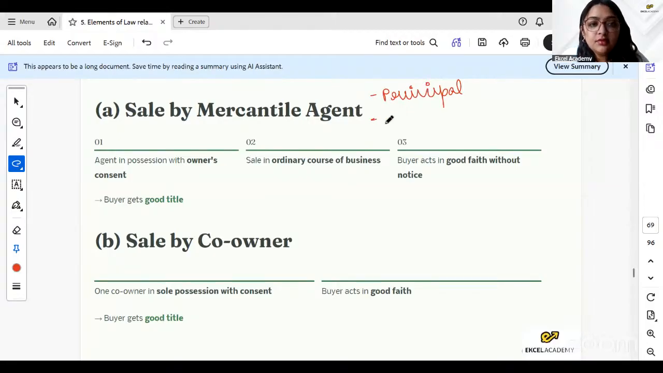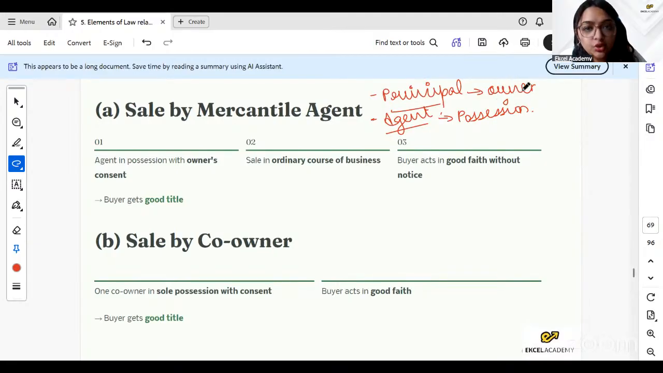Okay. And you have agent. Correct. What is principal? Principal is the owner of the goods and agent is just in the possession of the goods. Okay. What is our general rule? That only your owner can sell the goods and then the buyer will get good title.